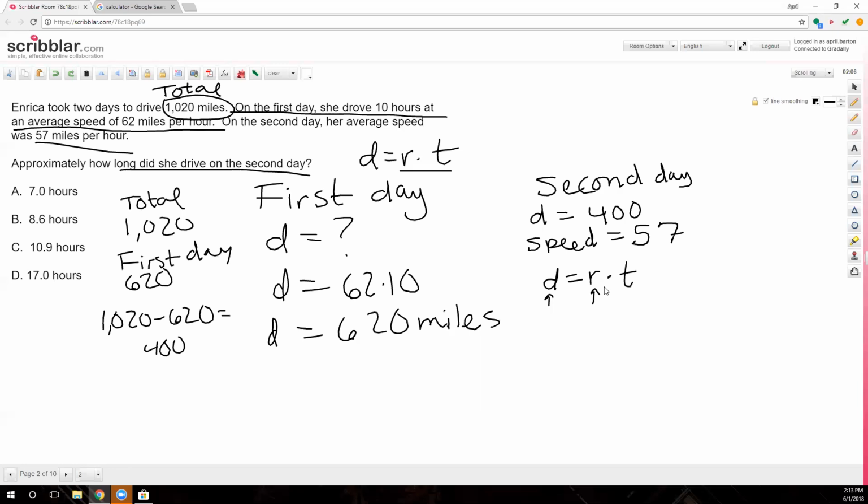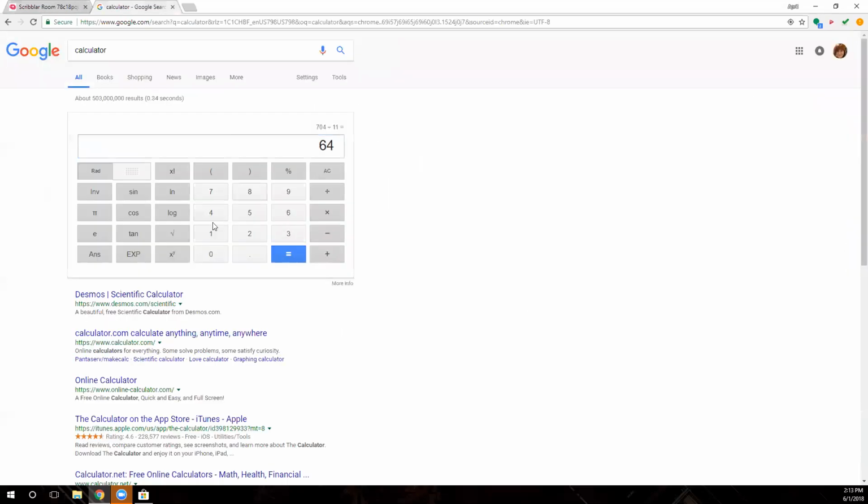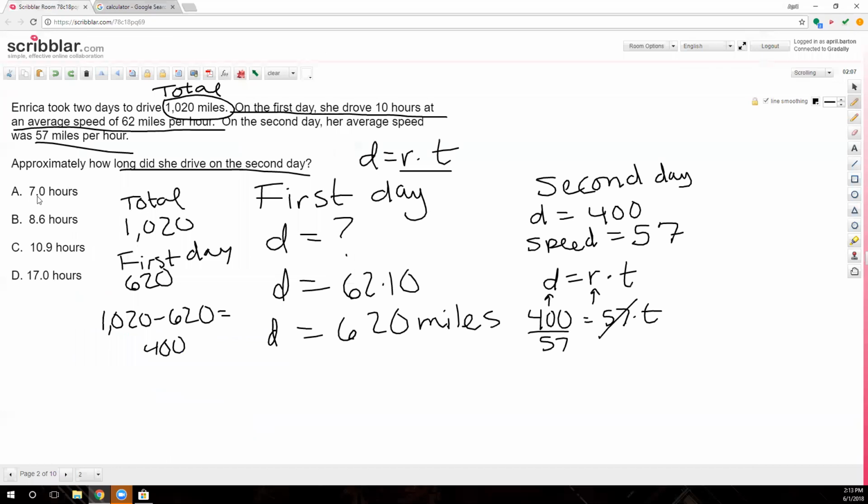Good, 7 hours. If we plug in distance of 400, speed of 57, then we do our opposite of division. 400 divided by 57 is 7.01, which is approximately 7 hours.